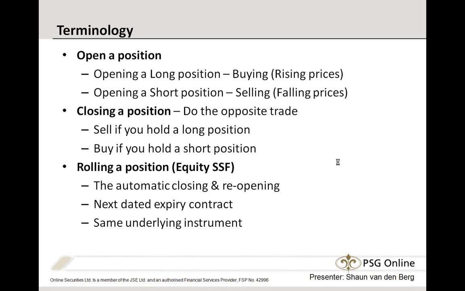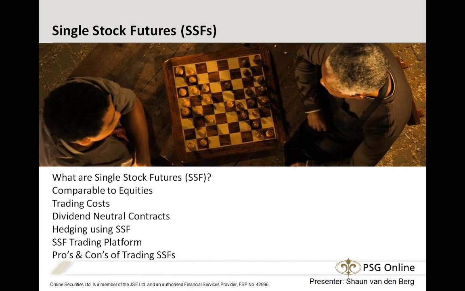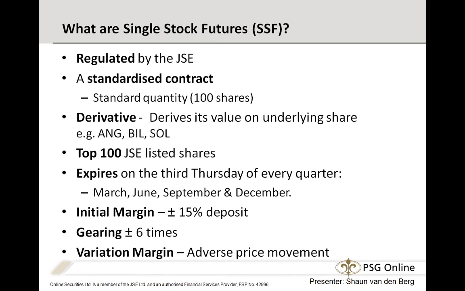Let's move forward. Let's talk about single stock futures. So we're going to go through the basics. What is a single stock future? Then compare them to equities and things like that. And then look at the costs. And then show you how to use these things. Okay. So first thing about single stock future, compared to a CFD, single stock futures are regulated by the JSE. So it's a standardized contract of a standard quantity of 100 shares. So the minimum you can buy is one contract. Remember, one contract equal to 100 shares.